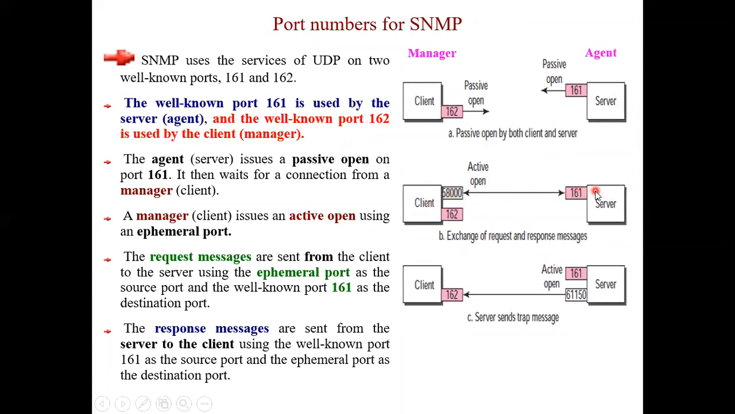So from here the request was sent and from here the response went. That's why this is bidirectional. But remember, the agent will transmit the response from port number 161 to any empirical port on the manager. So here it was any, and here the port was 161. So this is how the manager issues an active open using an empirical port and receives the response from the agent using a fixed port number, that is 161.